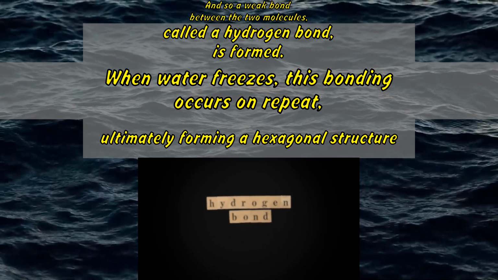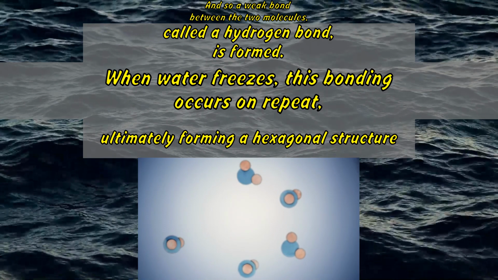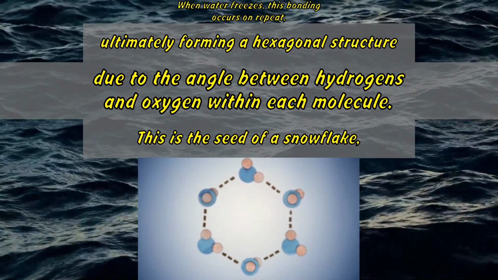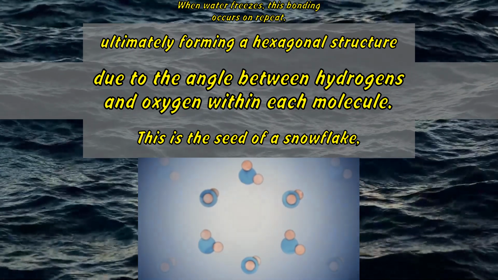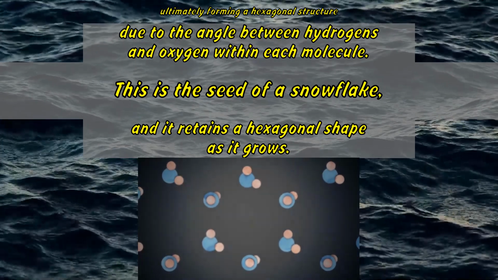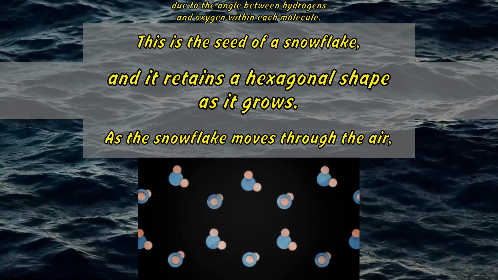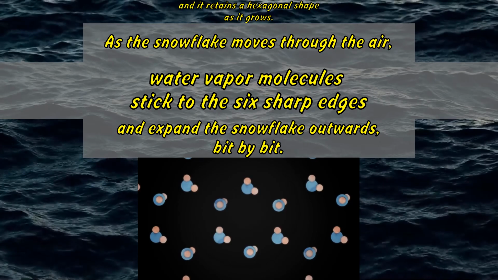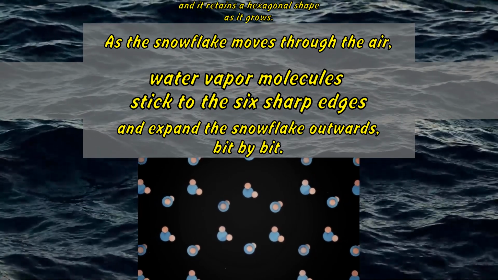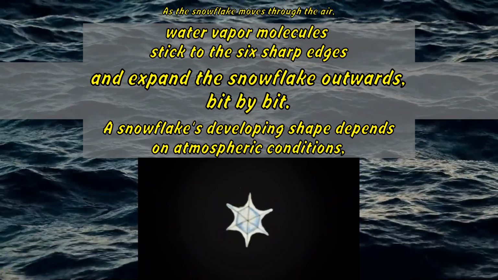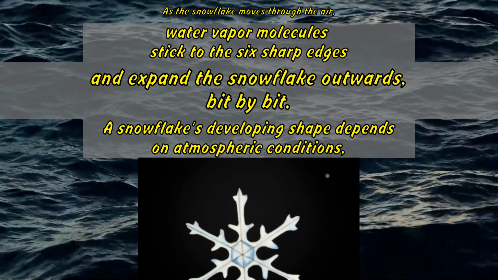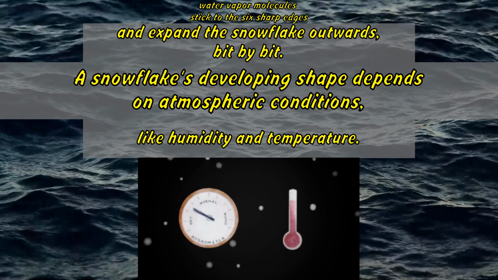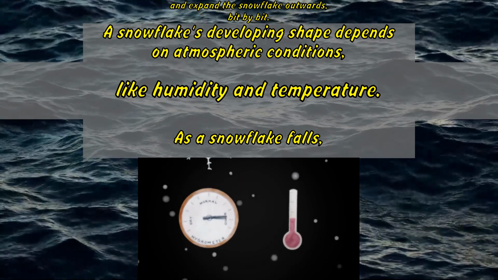When water freezes, this bonding occurs on repeat, ultimately forming a hexagonal structure due to the angle between hydrogens and oxygen within each molecule. This is the seed of a snowflake, and it retains a hexagonal shape as it grows. As the snowflake moves through the air, water vapor molecules stick to the 6 sharp edges and expand the snowflake outwards, bit by bit. A snowflake's developing shape depends on atmospheric conditions like humidity and temperature.